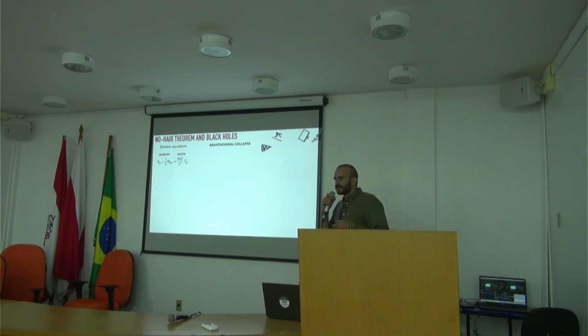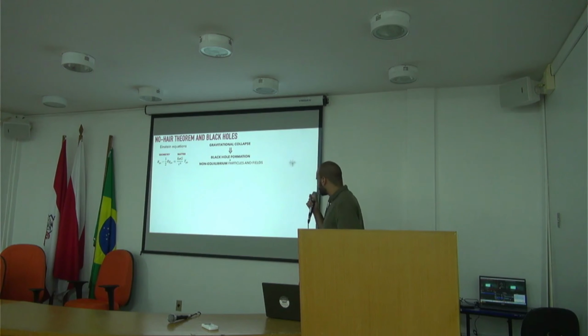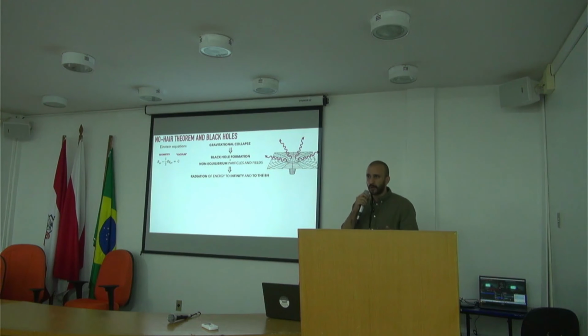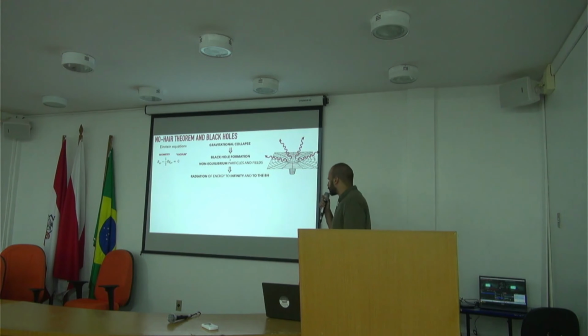If this collapse is not counterbalanced by any other repulsive forces like nuclear reactions or the Fermi interaction, then the collapse will proceed indefinitely until we form a black hole surrounded by non-equilibrium particles and fields. Since this is a non-equilibrium system, it will start to emit radiation. And in particular, we will have radiation which escapes towards infinity, and radiation which will fall into the black hole, feeding the black hole with additional energy and angular momentum eventually.